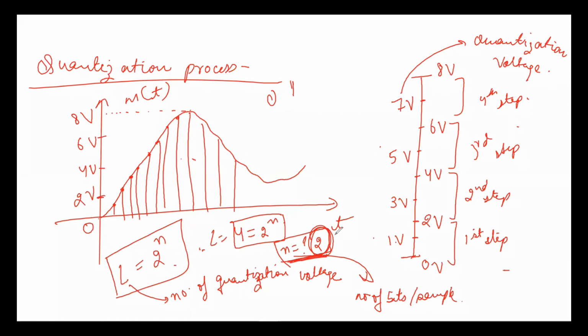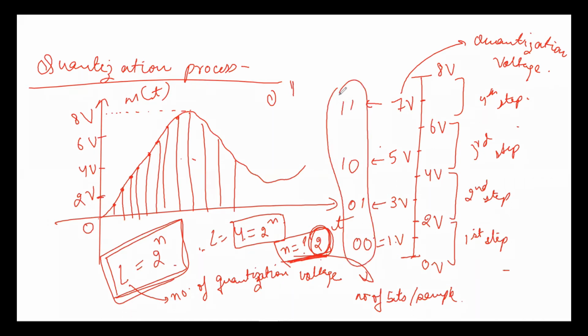How have we got n equal to 2? Because my L is 4, and from this equation I have calculated the value of n. So suppose 1 volt is my quantization voltage. After encoding, for 1 volt I have encoded 0, 0. For 3 volt, 0, 1. For 5 volt, 1, 0. For 7 volt, 1, 1. So this process is known as encoding.